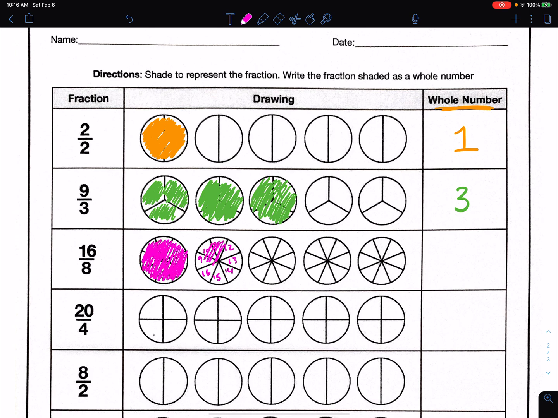Color these in. And then I can figure out my whole number. So I can see that I have 1, 2 whole circles shaded.